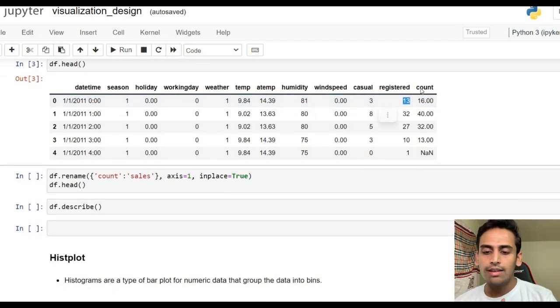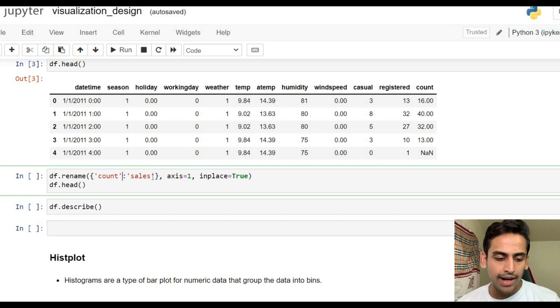So what I'm doing here is renaming the last column, which is count, to sales, because we will be using some of the count functions. I don't want to confuse you about whether this count is a column name or actually a count function. So I'm renaming this count column to sales.